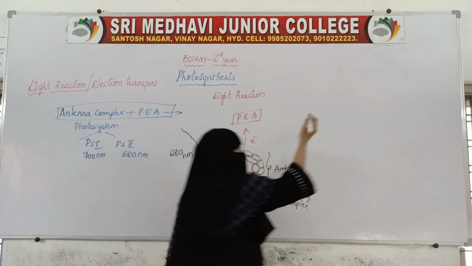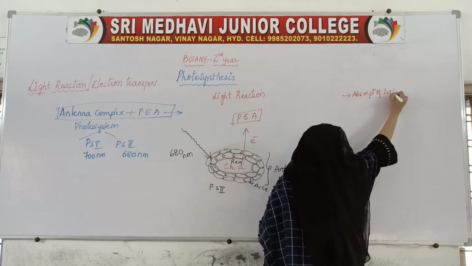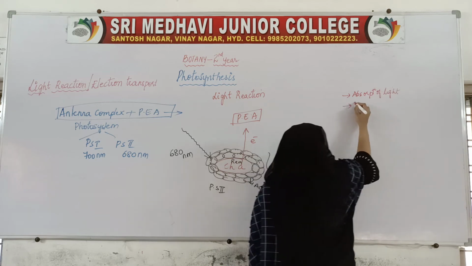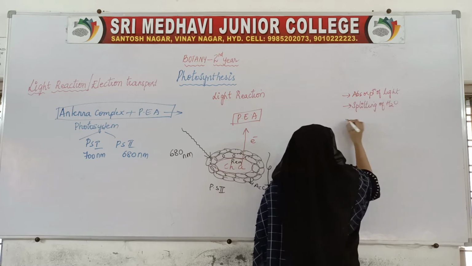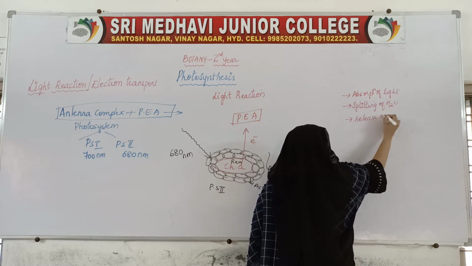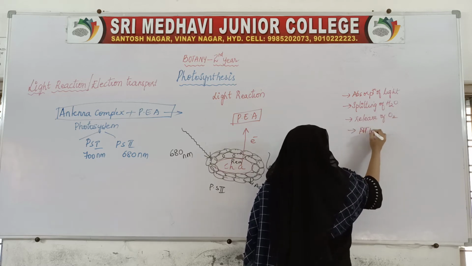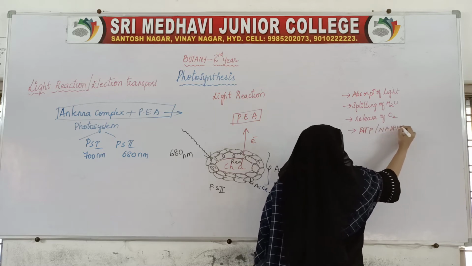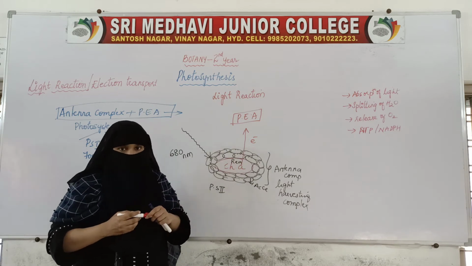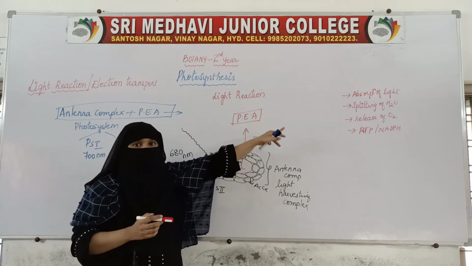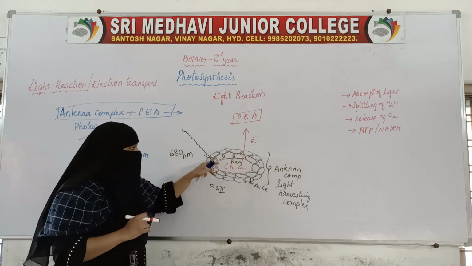We have seen the events. Now what happens here? Absorption of light, then splitting of water, release of O2, oxygen, and formation of ATP and NADPH. These are the different events which take place during light reactions. The first thing is absorption of light. So here light has been absorbed.